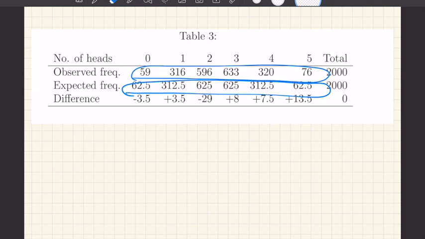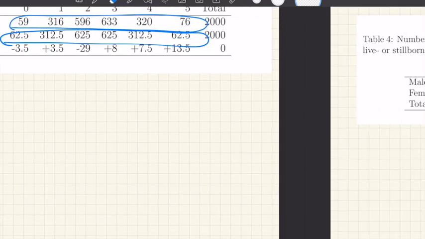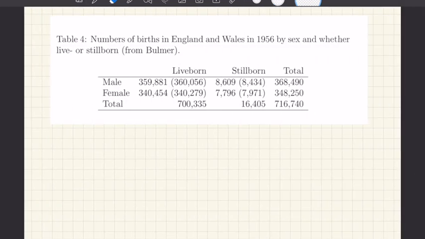So in this coin toss problem, things were easy. We have a nice theoretical prediction according to our hypothesis. But in real situations, we don't have that kind of theory to estimate anything. Okay, so let's look at another example here. This is a table that shows the number of births in England and Wales in 1956. I took this from an old book, and it is by sex and whether live or stillborn.